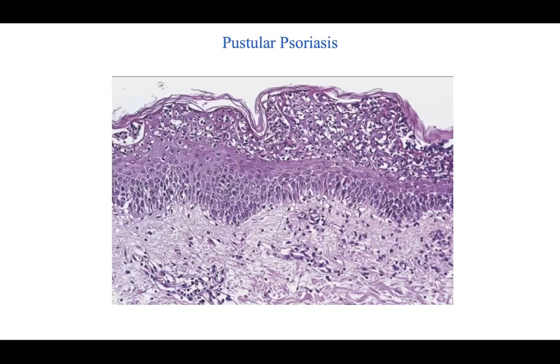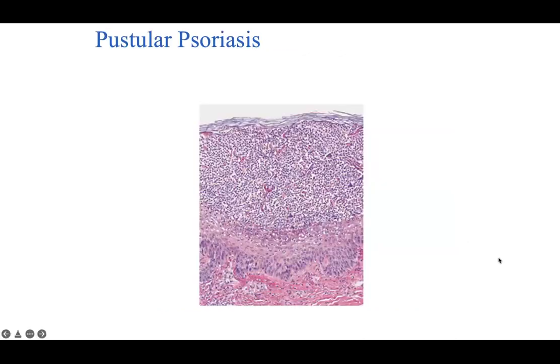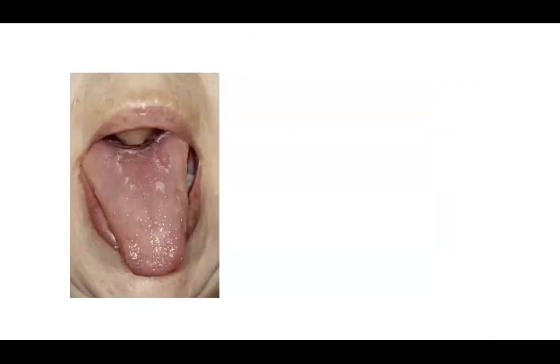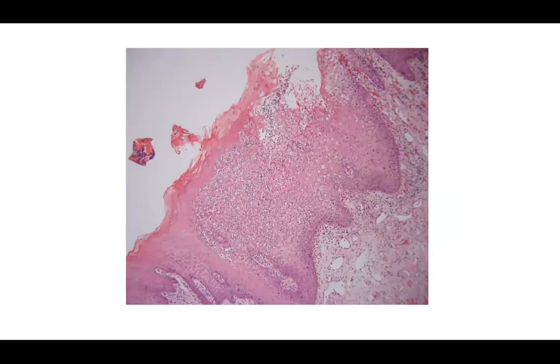Another example of pustular psoriasis here, you can see the intraepidermal neutrophils. And again, you can see more intraepidermal neutrophils here in pustular psoriasis. Sometimes you can get involvement of the mucosa even.